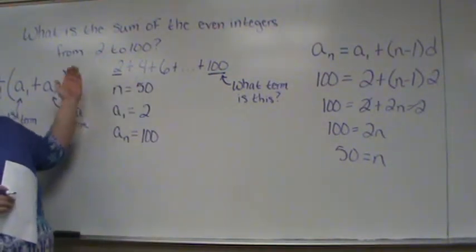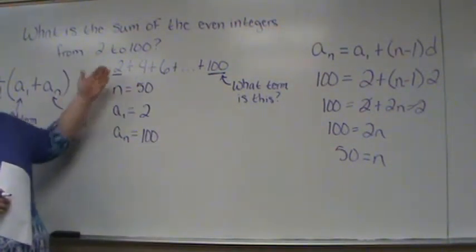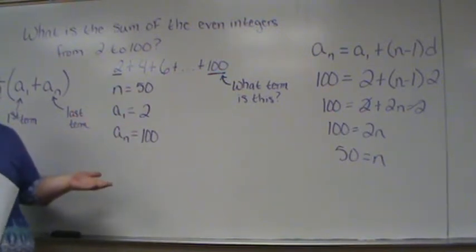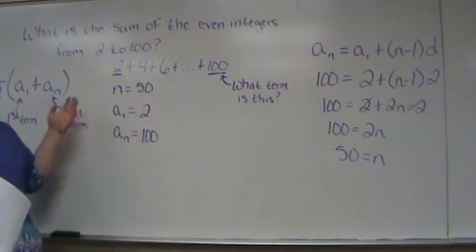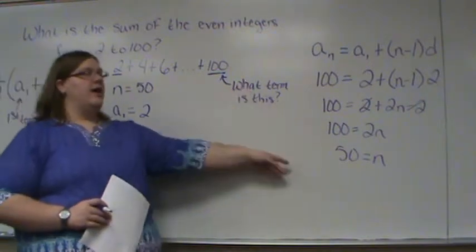This one, like I say, is kind of one that you can figure out, because half of your numbers are going to be even, half are going to be odd. They're not all going to be like this. You're going to have to know how you find that n value.